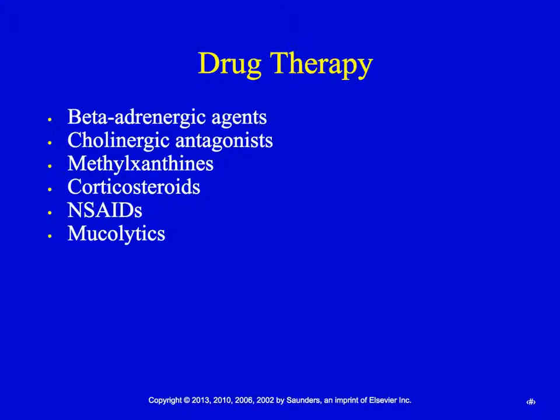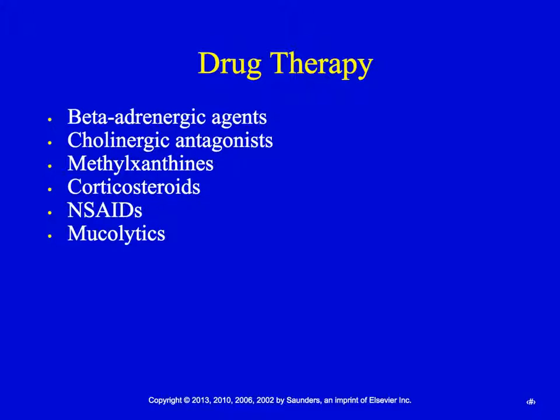So drug therapy is very, very similar to the treatment for asthma. Again, you're going to have your beta-adrenergic agents, which are your bronchodilators. Your cholinergic antagonists are also bronchodilators. They just work a little bit different way. And remember, the cholinergic ones are the ones that are going to dry the patient out a little bit, so in some patients, it's a little bit contraindicated. Beta-adrenergic agents, remember, will make you a little bit jittery and make your heart race a little bit. So that can be a side effect of that as well.